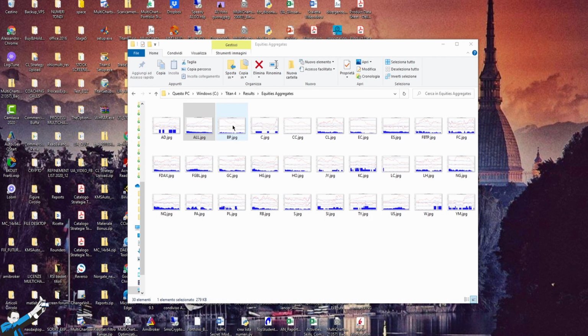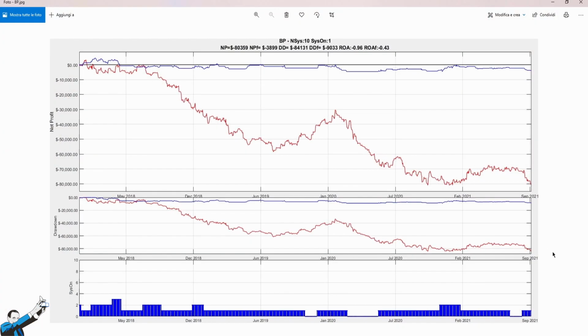Now let's look at some other markets. Here we have the British pound, for example. Okay, so yeah, we started with a very unlucky one. This is the equity line of all our strategies on the British pound without using Titan's filters.